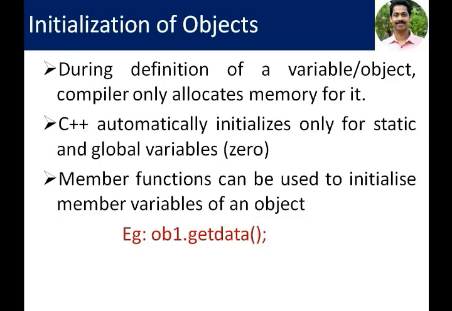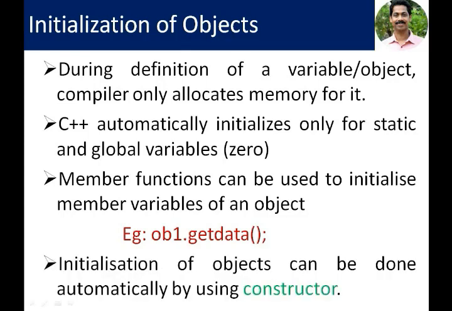Member functions can be used to initialize member variables of an object. Whenever we want to initialize an object with some value, we usually define a function and call that function with the name of the object, as shown in the example ob1.getData. In the getData function, we usually write the statements for assigning values into ob1. Initialization of objects can be done automatically by using a constructor. This is another method of initialization of object variables, that is by using constructors.